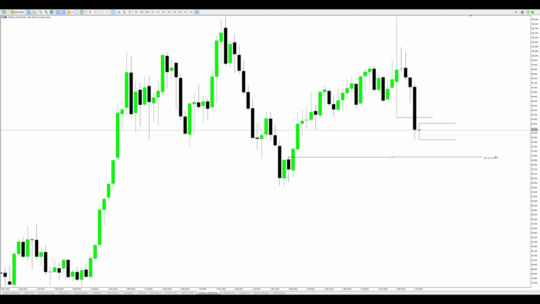This candle's high is coming in at 90.88, 90.88. Right, this then defines our fair value gap. So we've got our fair value gap here.